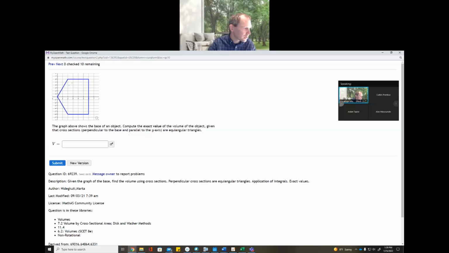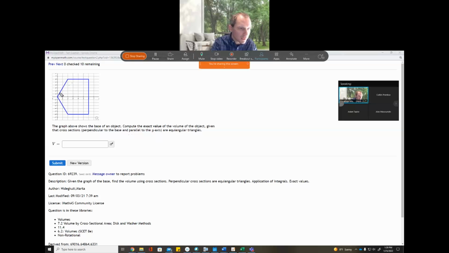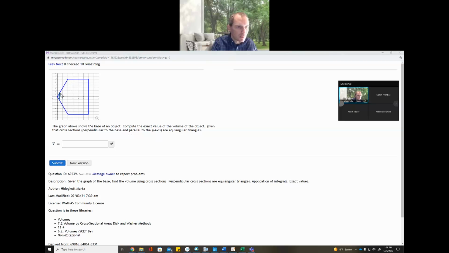So let me try and draw what this looks like in its third dimension. We're given the two dimensions, okay? And the idea is that we can take slices this way. If I took a slice this way, this is the base of the object. And these slices are, in this case, equilateral triangles. So this would come up out of the page as a triangle. Down here where there's a point, there's no base. So this would just be a point.